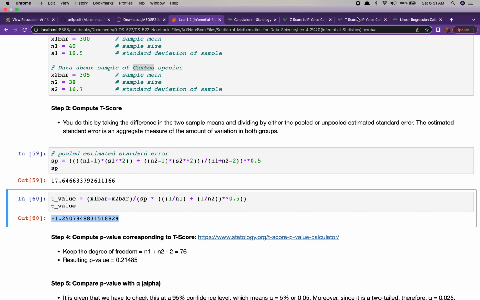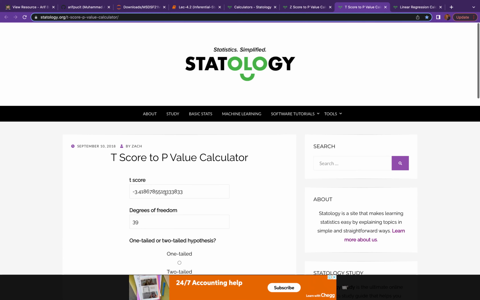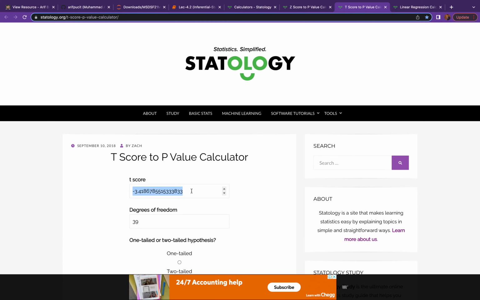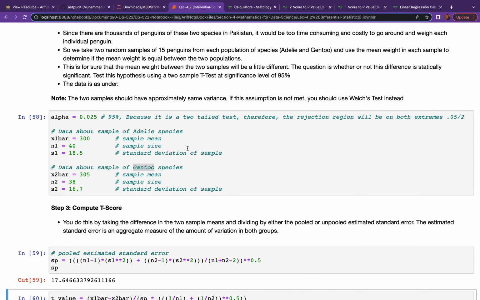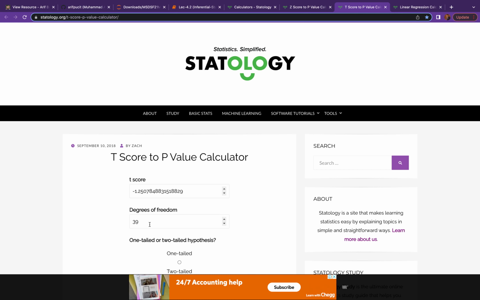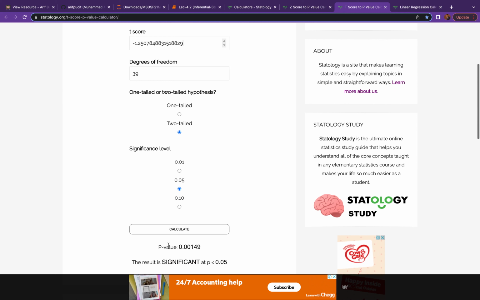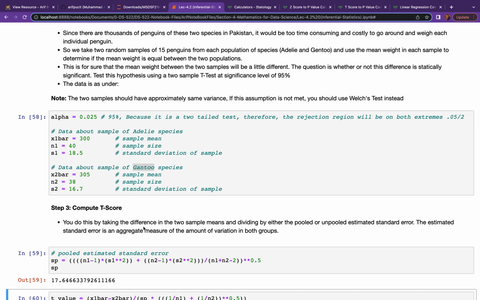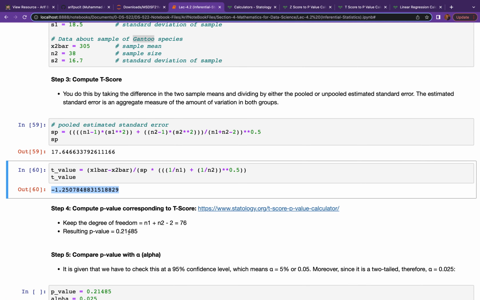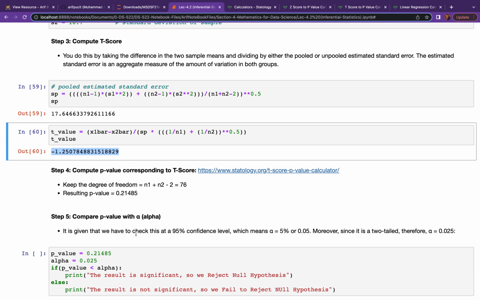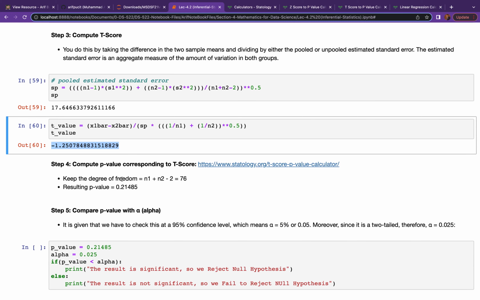Open up the calculator, enter the value, and let me check out the degrees of freedom. Number is 40, so we keep it 39. A two-tailed test, let me calculate 0.21847, so 0.21485. Okay. So remember, this difference is because I have kept the degree of freedom wrong. The degree of freedom should be n1 plus n2 minus 2. That means it should be 76.